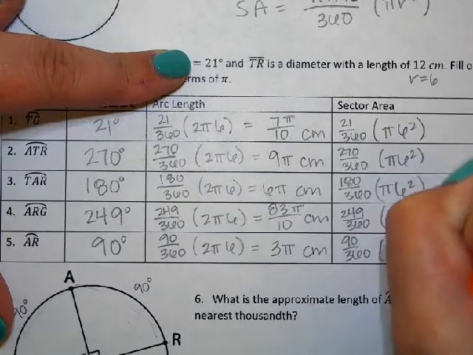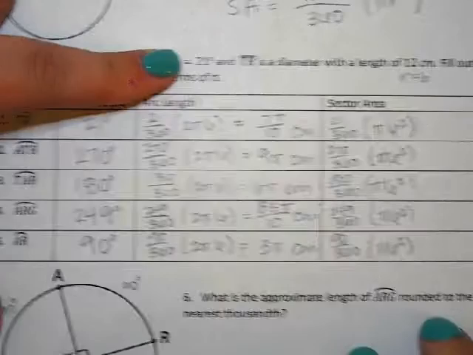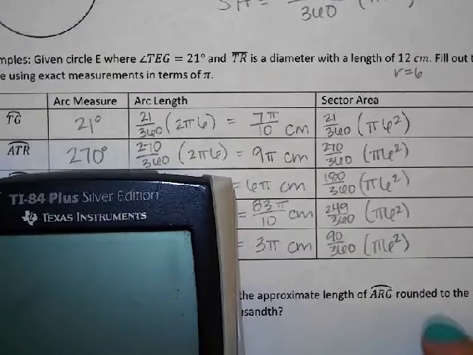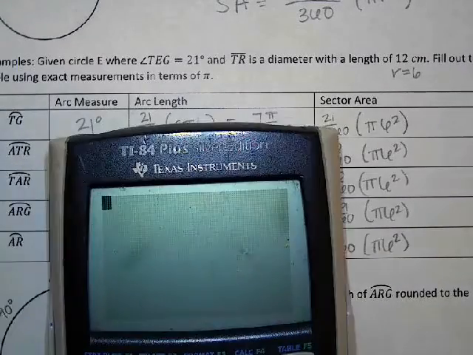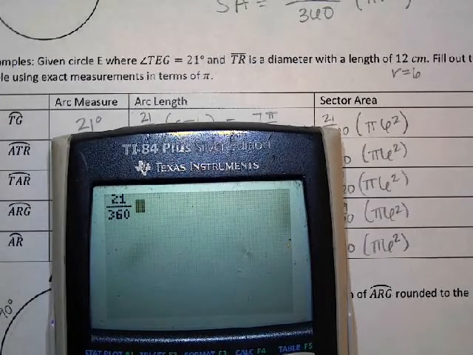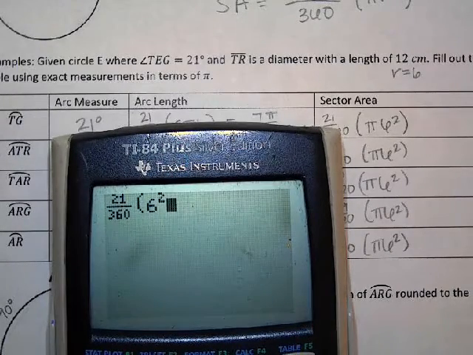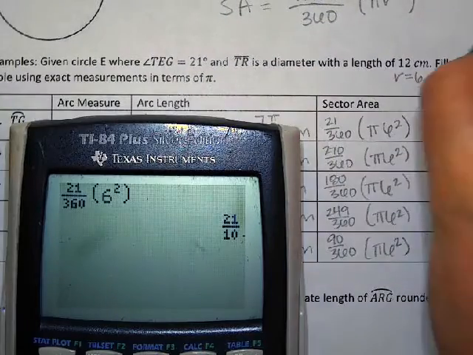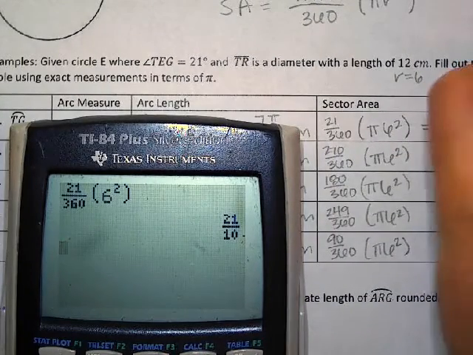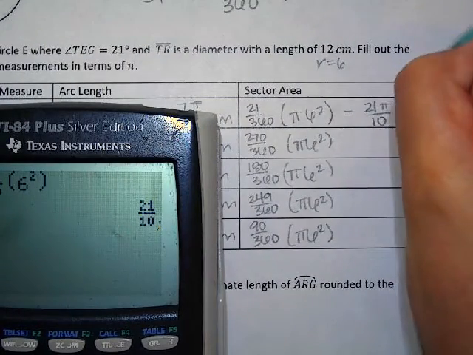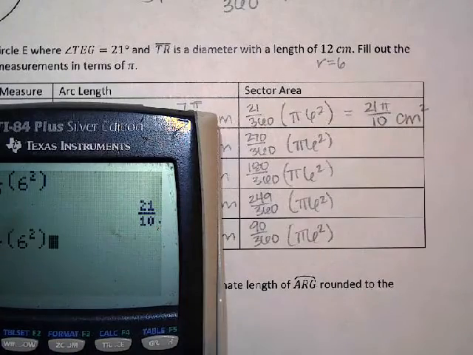Okay. So in the calculator, I'm not going to type the pi though, because I'm doing exact answers. So 21 out of 360 times just 6 squared. And I'll just stick the pi on my answer. So 21 pi over 10, and then because this is an area, what should my units be? Centimeters squared. Okay, so the next one is going to be 270.